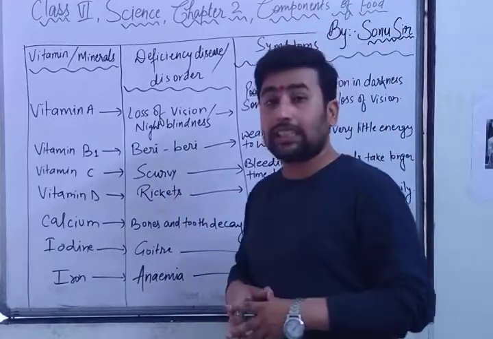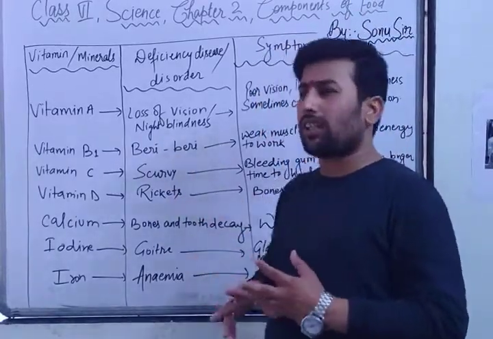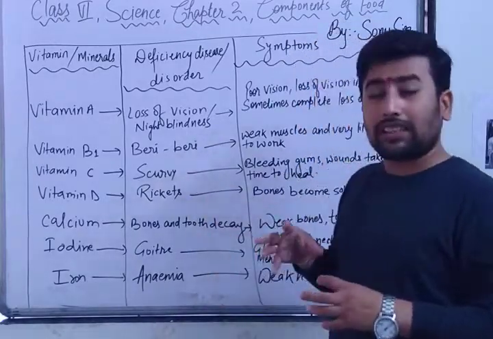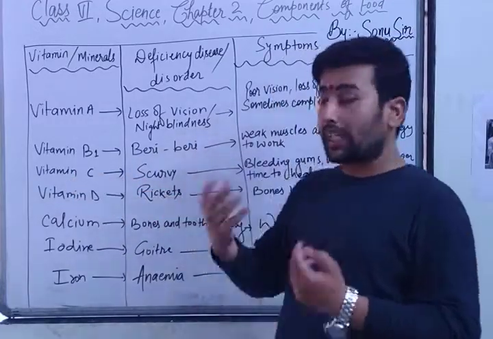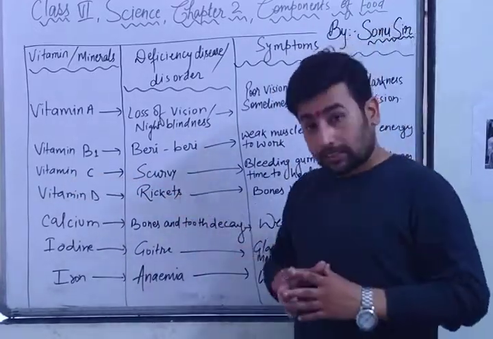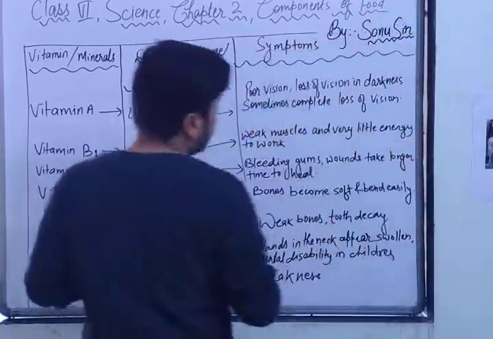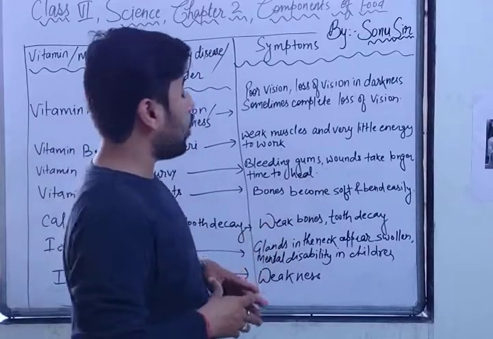Scurvy is a disease which is due to the lack of vitamin C. Vitamin C means all the orange, lemon, all the citrus type fruits, and if you are taking that vitamin, then you will never have scurvy. And if you are not taking vitamin C, then you will have scurvy, and scurvy symptoms are bleeding gums. Sometimes wounds will take a longer time to heal.